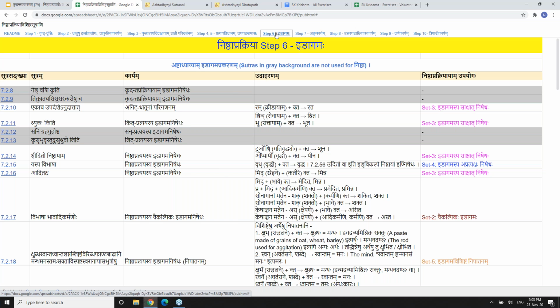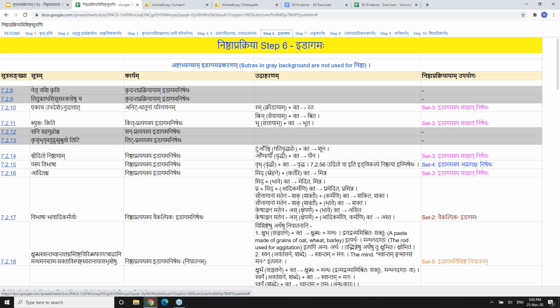So essentially this single document, the link remains the same as given in the last class, but now this single document captures the entire array of sutras. So all the sutras that are required for the nishtha prakriya ever will all be captured in this document. You don't have to look outside this document if you're talking about the nishtha prakriya.